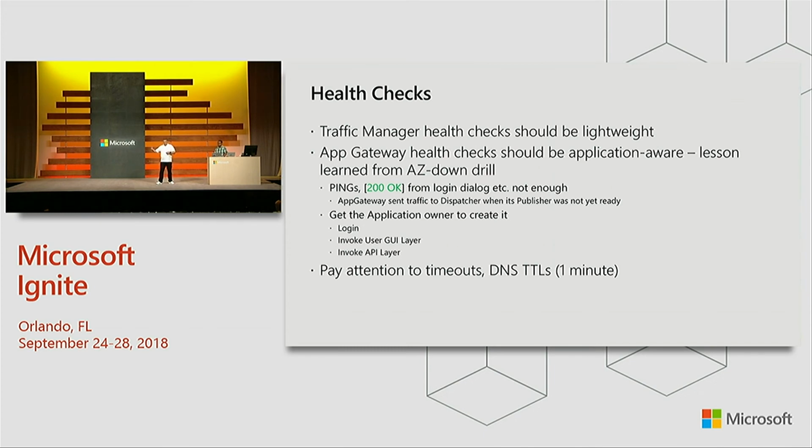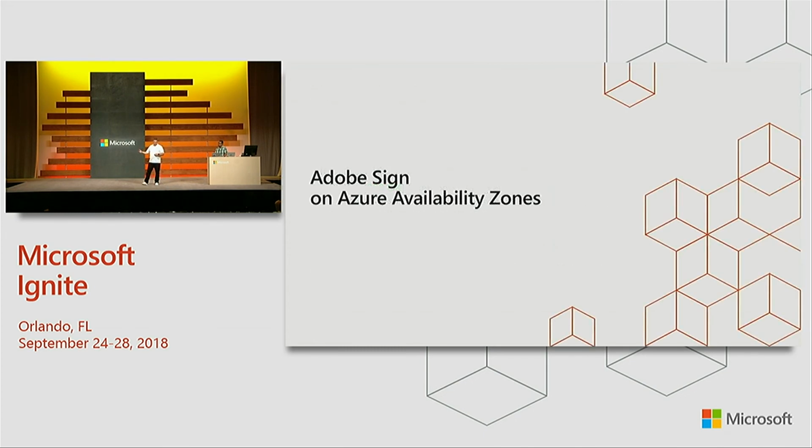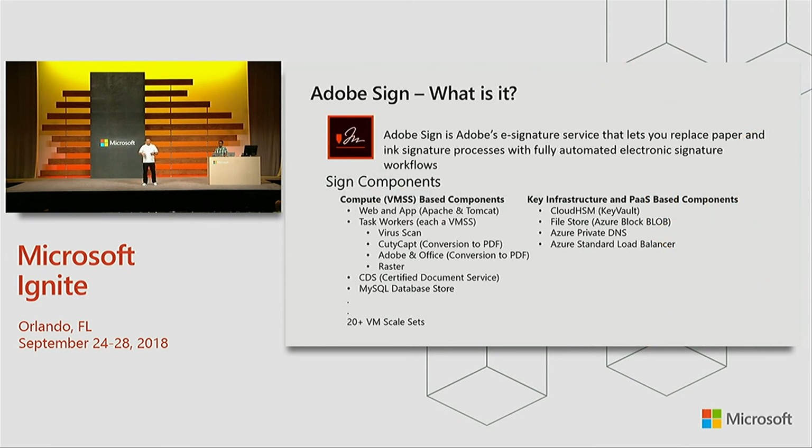Adobe Sign is the multi-tenant solution. So what is Adobe Sign? Adobe Sign is Adobe's e-signature solution. You use that instead of paper and ink processes to sign documents. Adobe Sign is used by large enterprises to sign sales orders and deals like that at the end of a quarter or at the end of a year, that's really, really critical. You can have millions of dollars going through that system that cannot go down. It's got to be available.